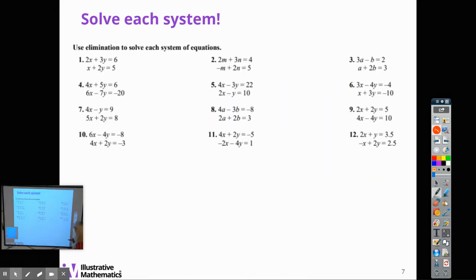So I have a couple here that we're going to kind of go through. So we have number 4. If you're looking at that, neither my x's are the same or my y's, and I can't multiply the top one by anything to get what's on the bottom. I can't multiply this one to get anything that's on the top, but I can multiply the top one by 3. And I can multiply the bottom one by 2 and get values that are the same.